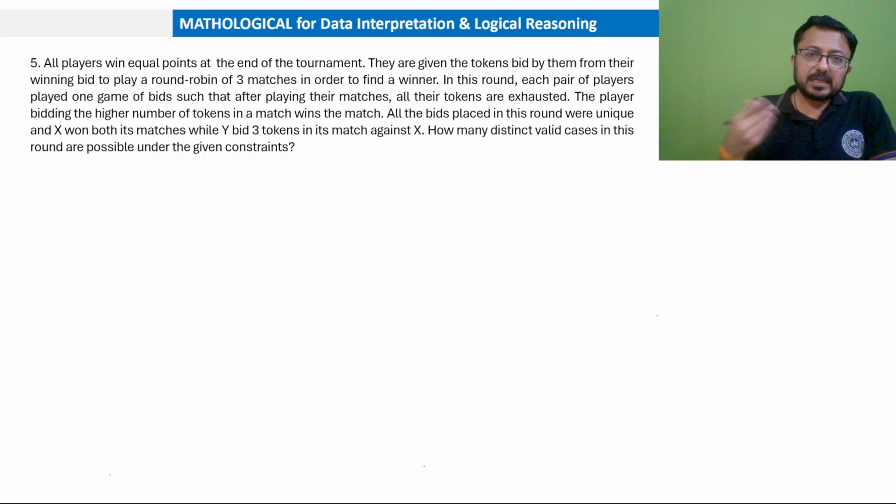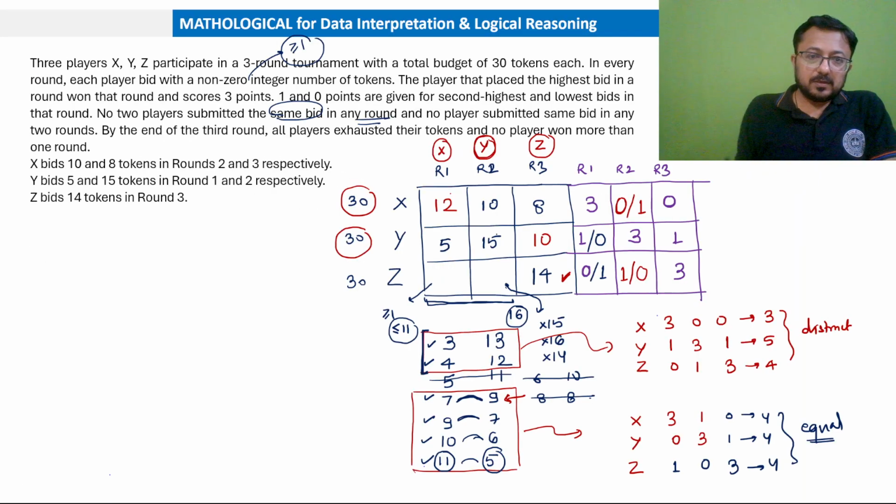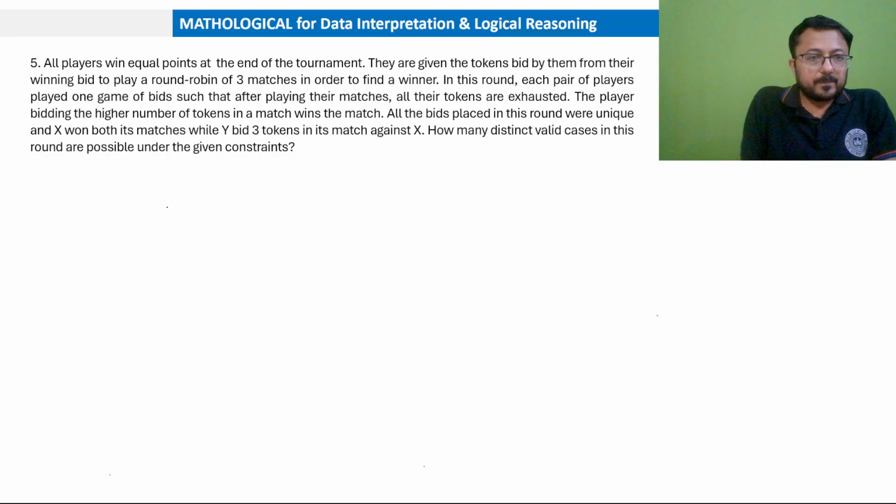Constraints क्या है हमारे, कि वापस से उनको tokens दिए गए, और क्या token मिले हैं, they are given the tokens bid by them from their winning bids to play a round robin of 3 matches. So X has won first round, and 12 tokens were there bid by X in first round. ठीक है, X has won first round, Y has won second round, and Z has won third round. So 12, 15 and 14 tokens will be given to them after the third round. X, Y and Z, 12, 15 and 14 tokens are given to them.